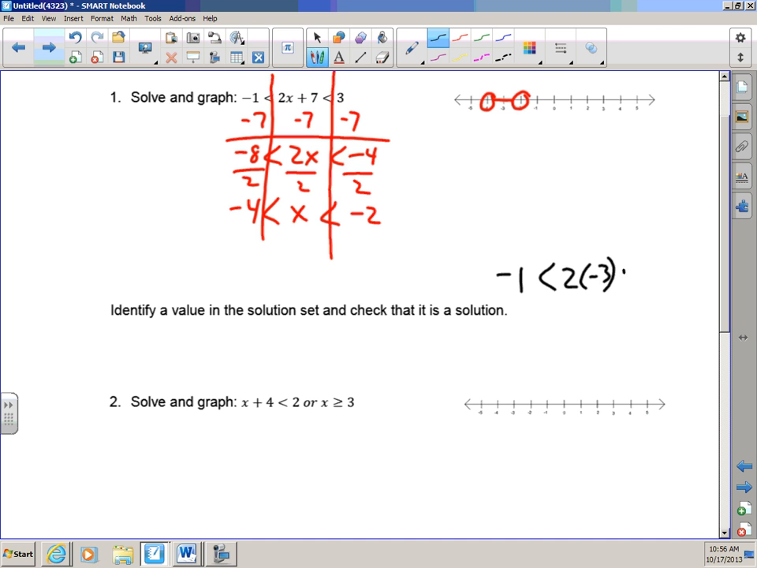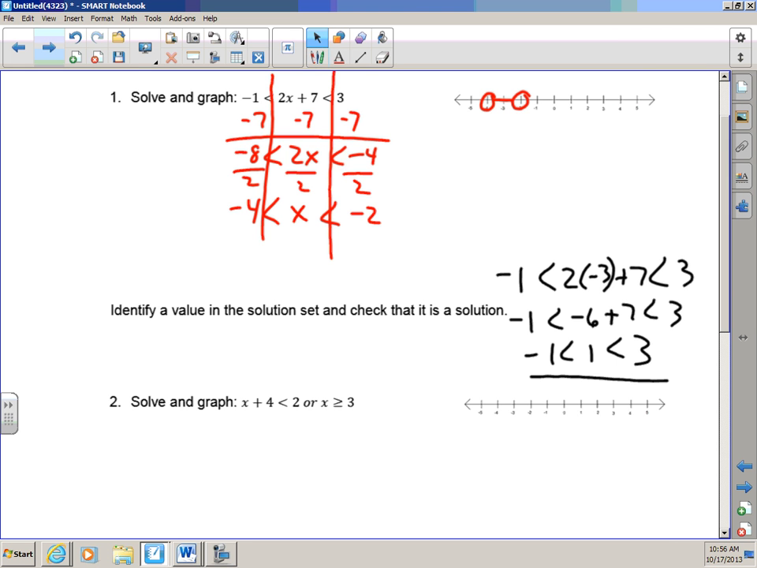Substitute in negative 3 for x and solve. And you will see this is a true statement. And so you have graphed this properly. Now I want to, on the other hand, do it with an or statement.